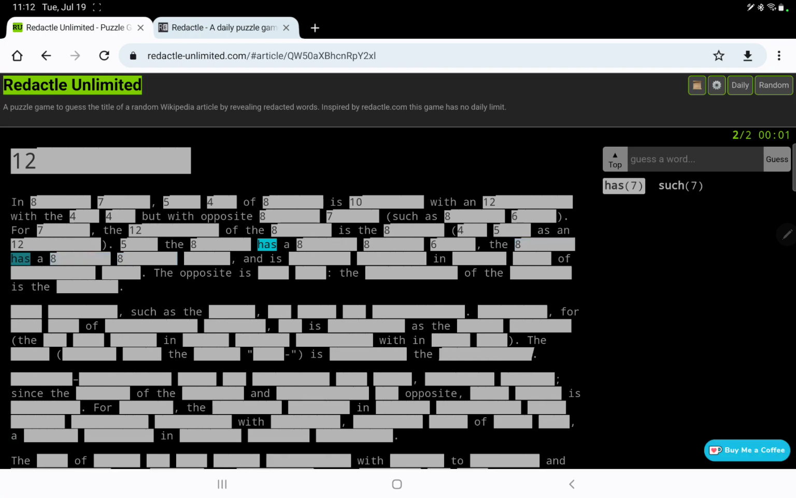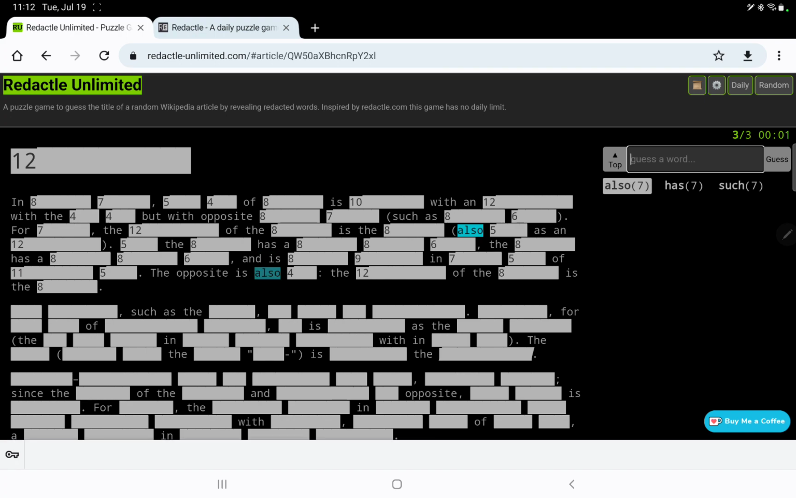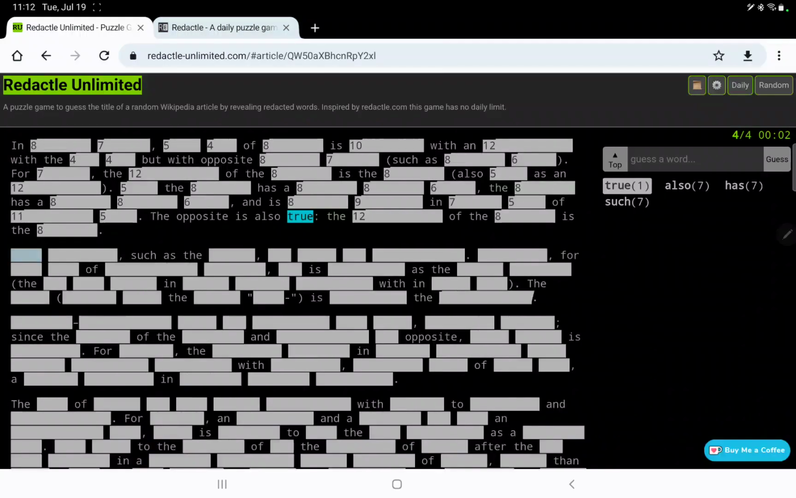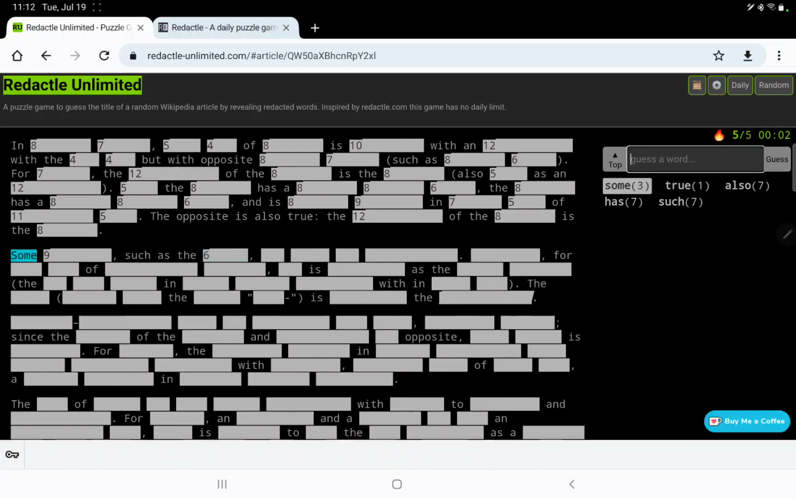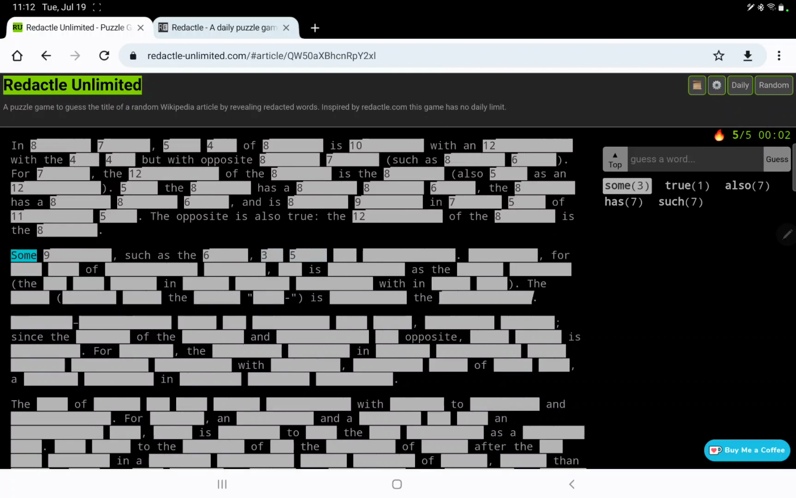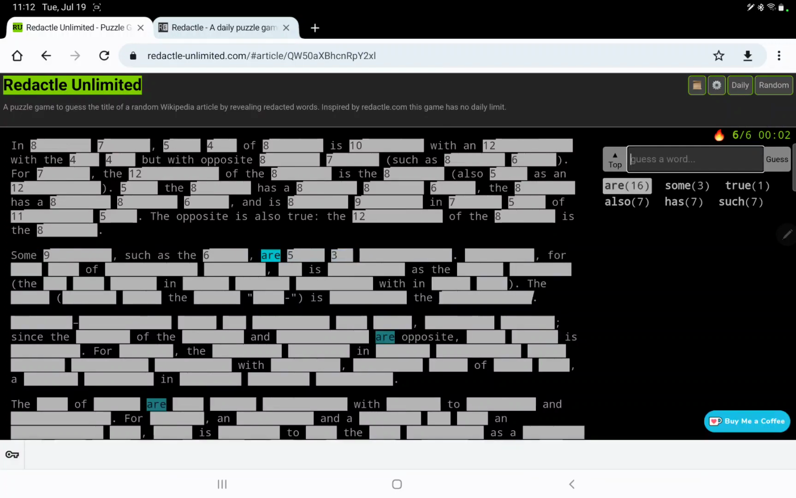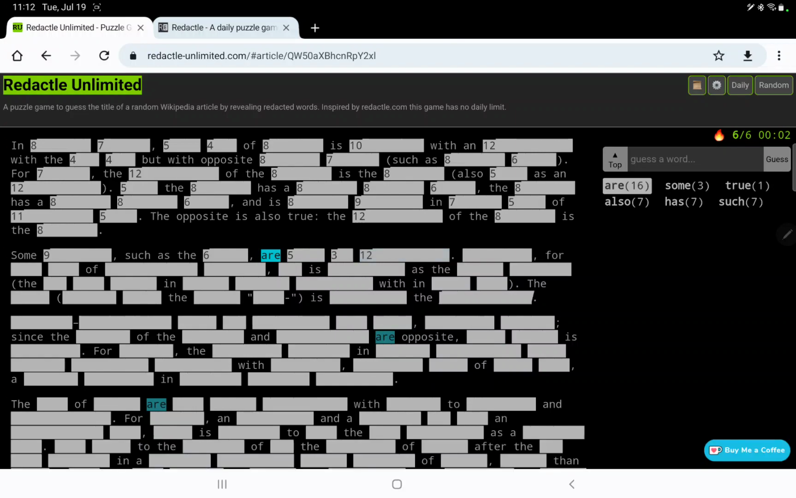The opposite is 4, 4. I'm thinking the opposite is also true. Let's see, maybe some something, such as "the" something.